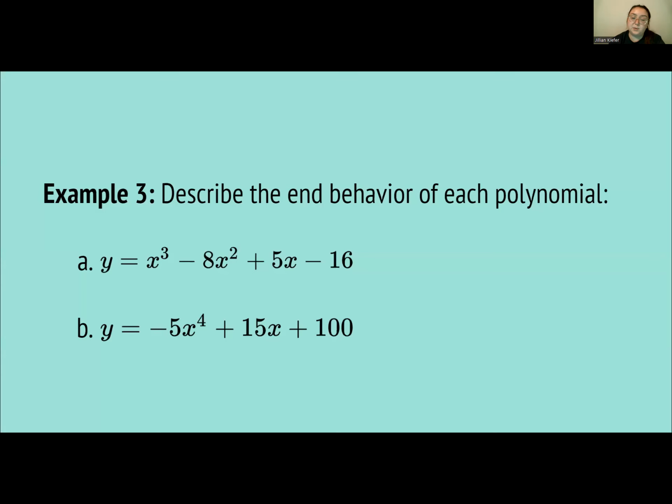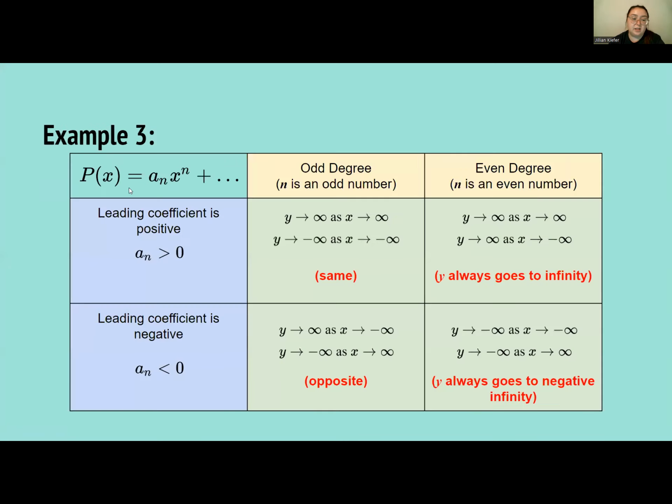All right, we said part B was y equals negative 5x to the power of 4 plus 15x plus 100. We see that number right in front of x there is a negative 5, so it's negative. And our highest power is 4, meaning that the degree is 4. So looking at our chart, we have a leading coefficient that is negative. We said that it was negative 5. And the degree was even. It was the degree of 4. So we look where these two columns and rows cross, which is this one down here.